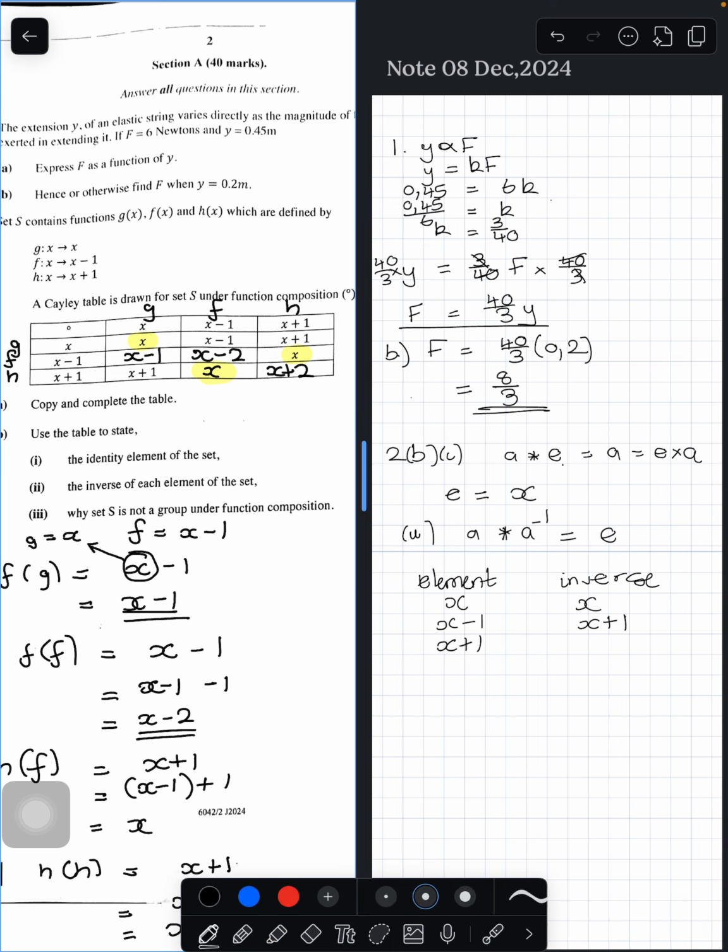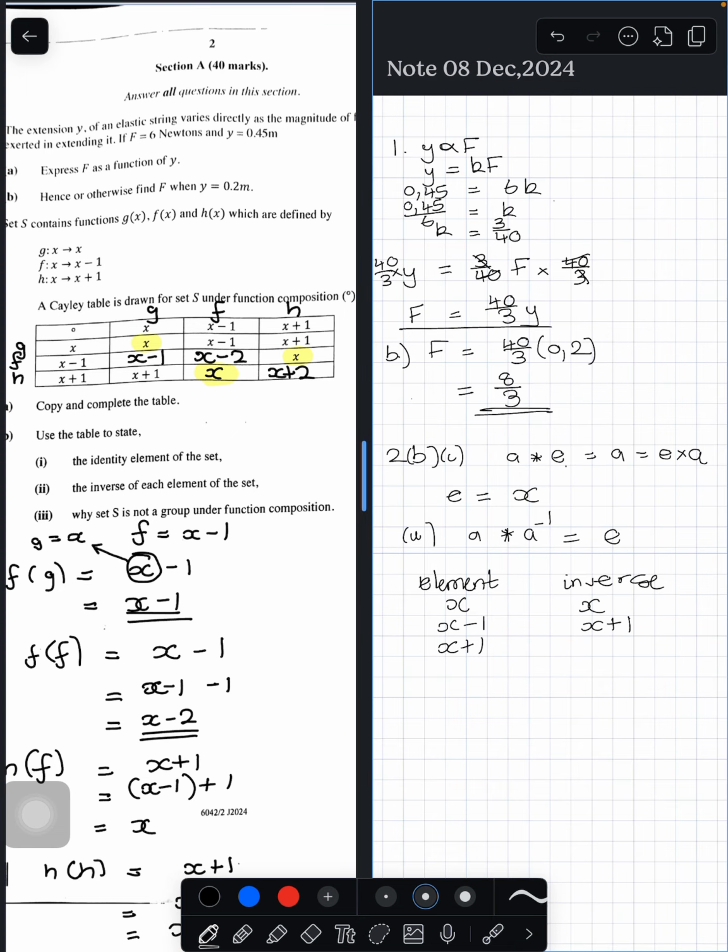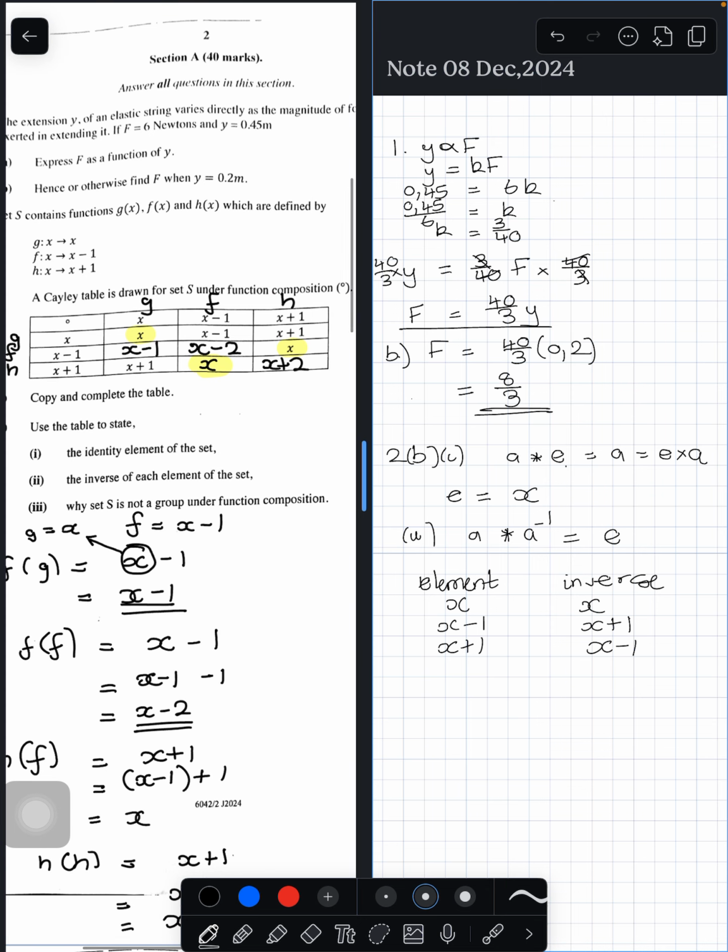Since our identity element is x, we're saying that if you operate x plus 1 with x minus 1, we are getting x. Meaning that the inverse of x plus 1 is x minus 1. So the inverse of x plus 1 is x minus 1. So we're done with the second part. Why set S is not a group under function composition.